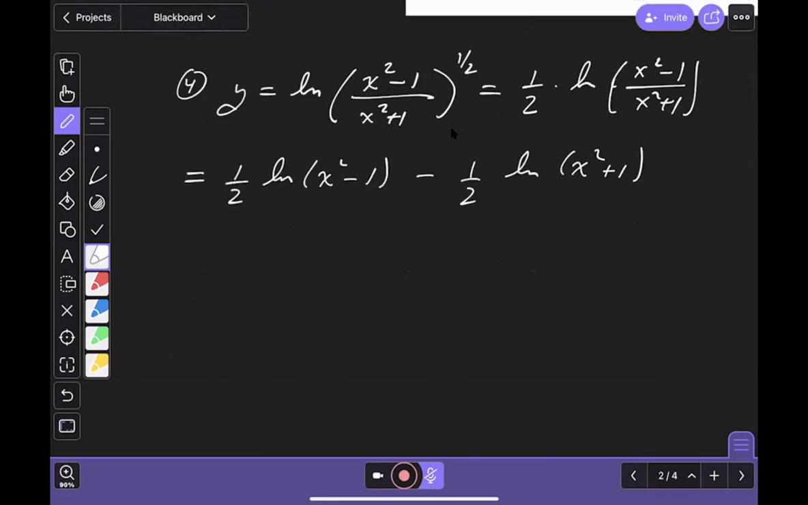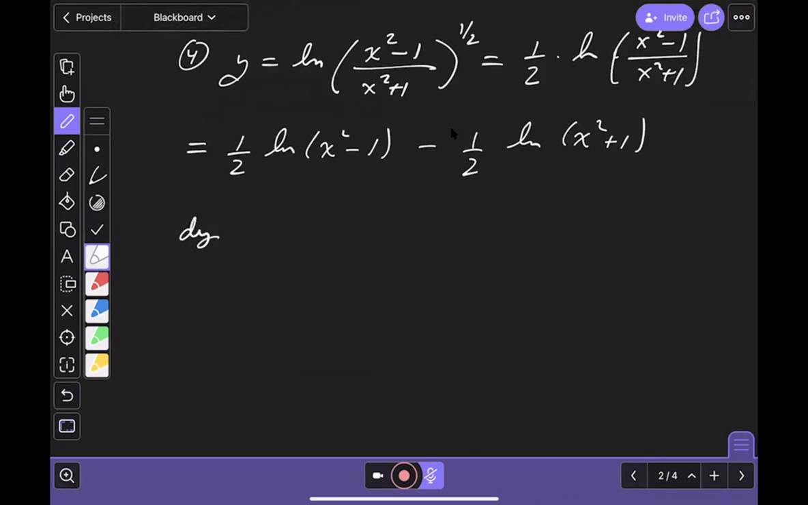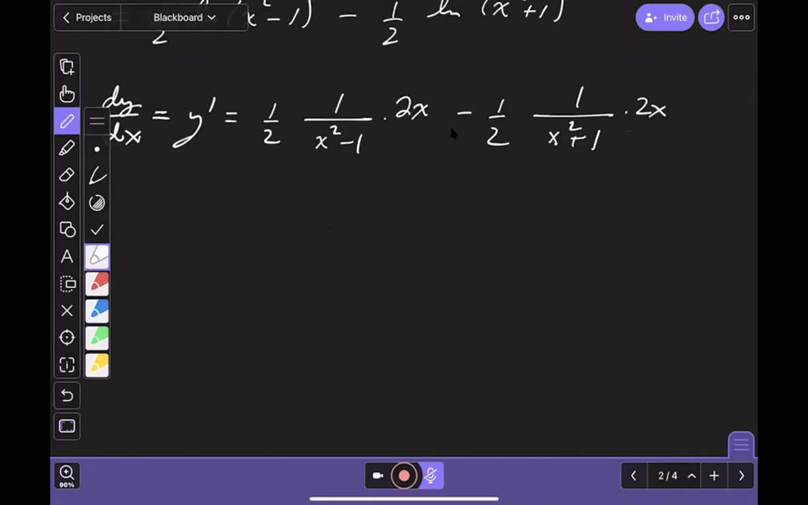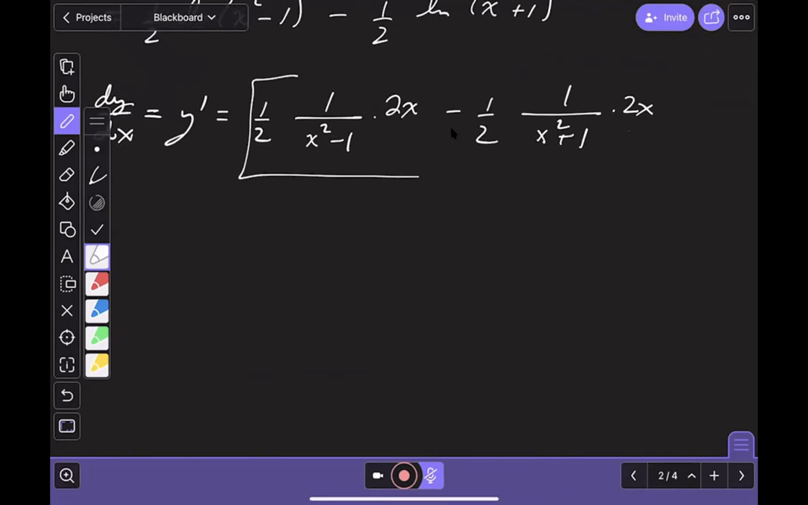All right, what am I going to do now? dy/dx, the same thing as y prime in this case. And what do you get? 1/2 times 1 over x squared minus 1 times 2x, we'll simplify it later, minus 1/2 times 1 over x squared plus 1 times 2x. All right. Now, I realize some students want to put a box around that. I'm not opposed to it, but I'll be honest with you, it's really just poor form.